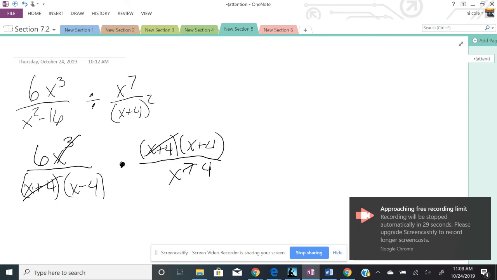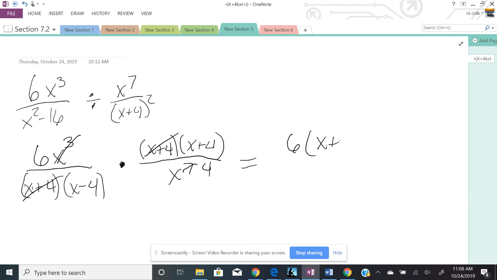And so now I can do my straight across multiplication, so that leaves me 6 times x plus 4 all over x minus 4 and x to the 4th. I'm putting it out front so I don't lose it. You can put it in the back. It does not hurt. It'll stay the same. All right, on the next video, I'll finish up the last problem.